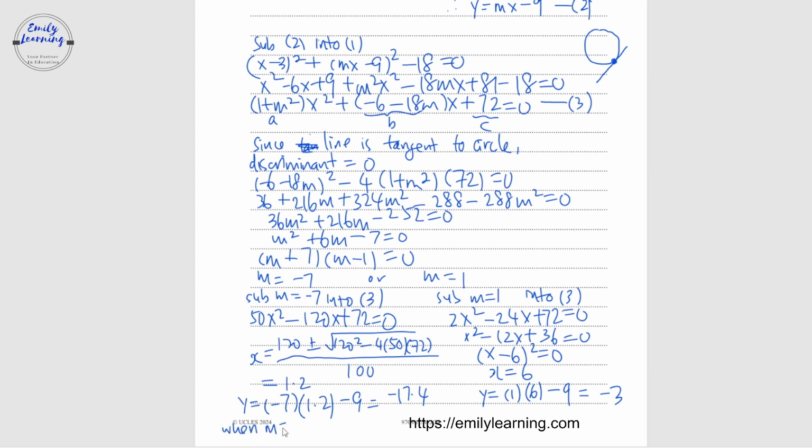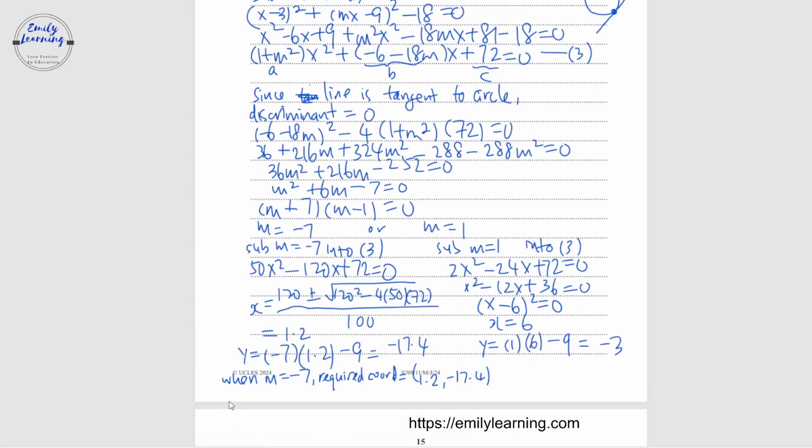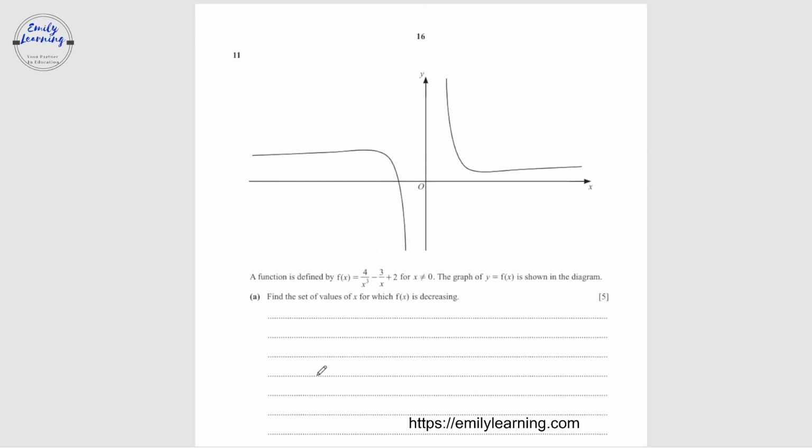So we know that when m is equal to negative 7, the coordinates required are 1.2 comma negative 17.4. Whereas when m is 1, the required coordinates are 6 comma minus 3, and that is the answer for this question here. Let's move on to question 11.